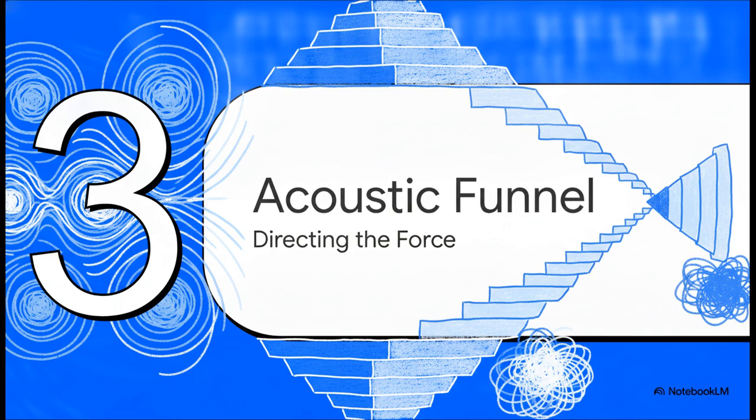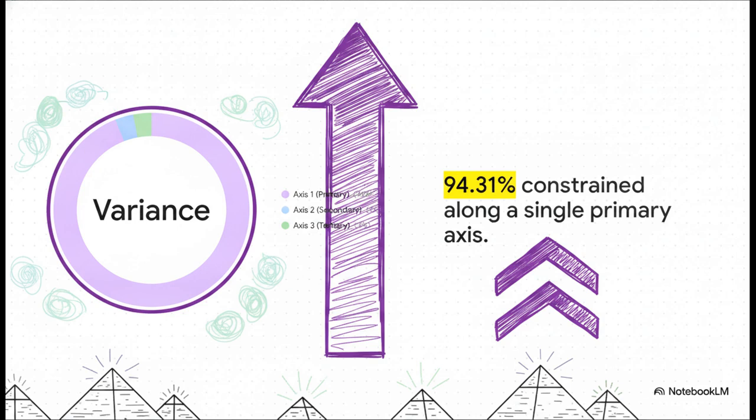Because having a massive reservoir of energy doesn't mean much if it just dissipates into the ground, right? The simulation explores how the stepped exterior geometry of the pyramid hypothetically manipulates and focuses this raw energy. So, when the code calculates the variance distribution of that stress, the results are pretty incredible. Over 94% of the stress tensor is constrained along a single primary axis. Only about 2.8% bleeds off into the secondary and tertiary axes, meaning the simulation predicts that the overwhelming majority of the energy does not dissipate outward laterally. It's pushed strictly along one primary vertical path.